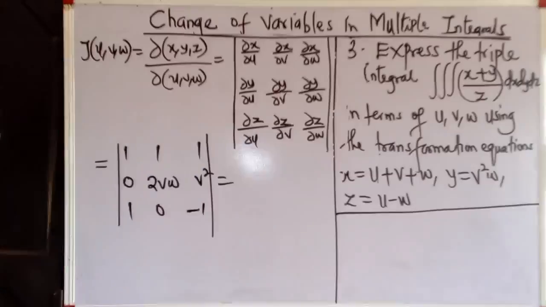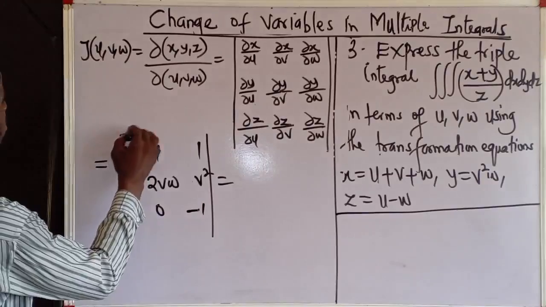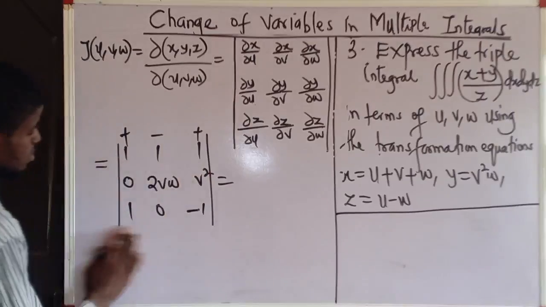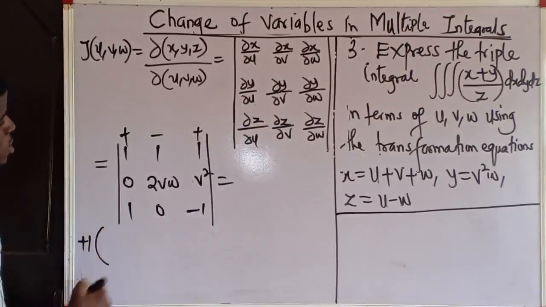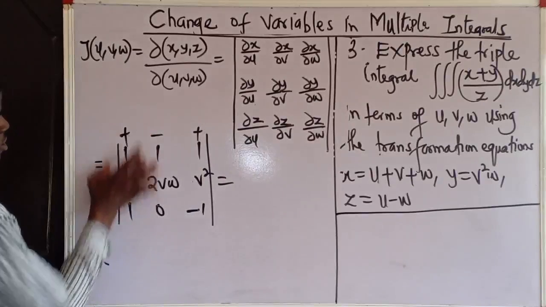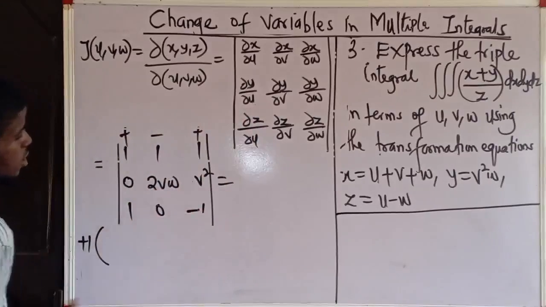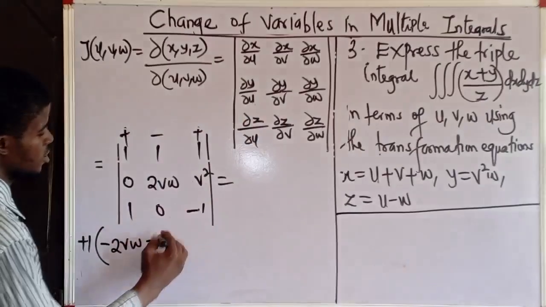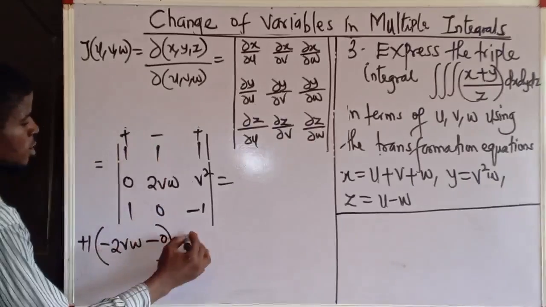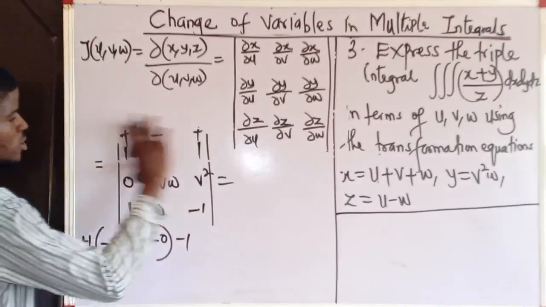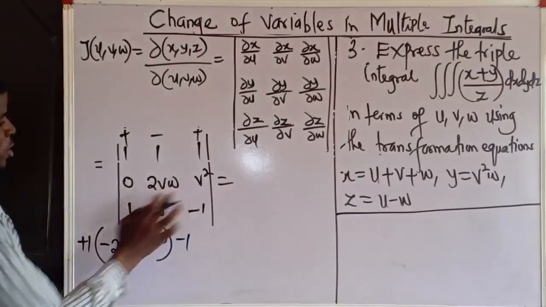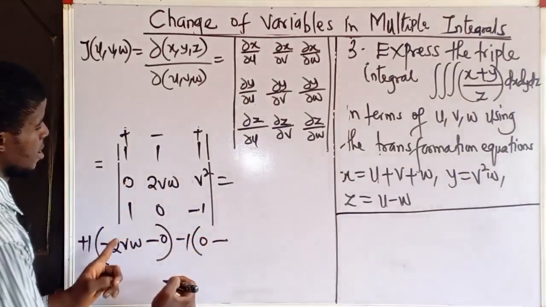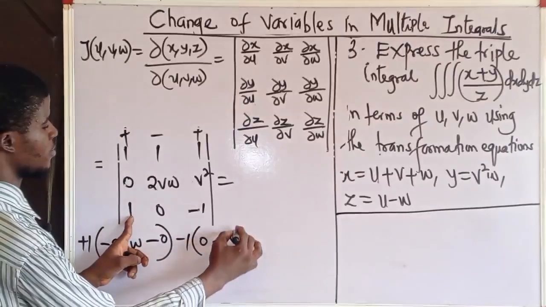So let's evaluate this 3 by 3 matrix, the determinant. Plus, minus, plus. Plus 1. Okay, let me write it down. I want to go straight. Close this column where 1 is, close this row. We have this, and this. So this times this is minus 2vw, minus this times this is 0. Then we'll take minus 1. Close this, close this. We have 0, v squared, 1, minus 1. 0 times minus 1 is 0. Then this times this, v squared.